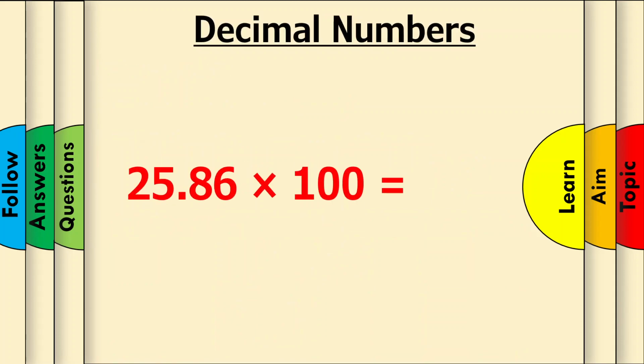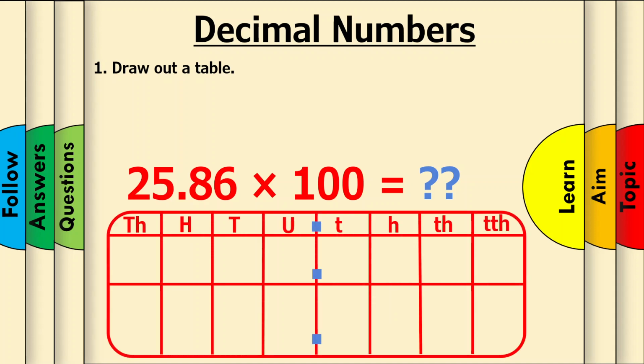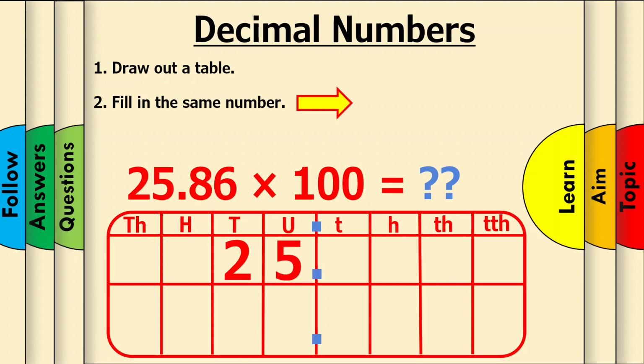25.86 times 100 equals what? Try and do this one on your own first by pausing the video. First, draw out the same table. Now, all we need to do is fill in the number from left to right. In this example, the number 2 is placed in the tens column. The number 5 is placed just before the decimal point, the number 8 just after the decimal point, and the number 6 in the hundredths column, to create our number, 25.86.